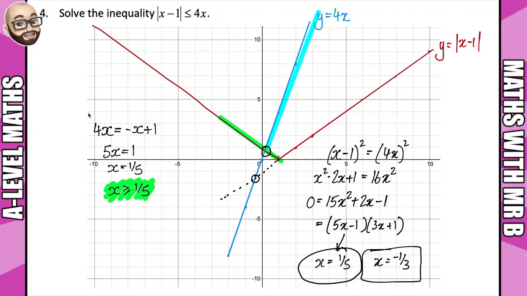So even though the maths in the bottom right corner here is absolutely fine, when we actually put that back into the inequality at the top, our answer does not get us a valid answer. If we think about what we would have got, if I plugged that minus 1/3 into this inequality, it would have said minus 1/3 minus 1. We want the modulus of that. Is that less than or equal to 4 lots of minus 1/3?